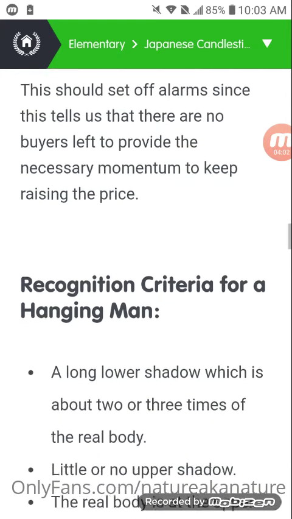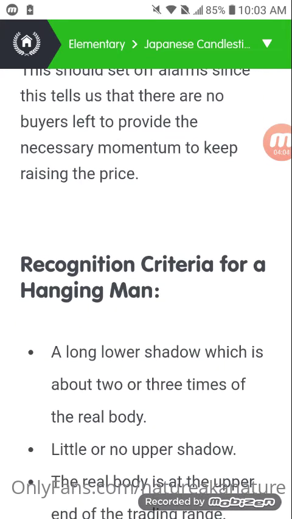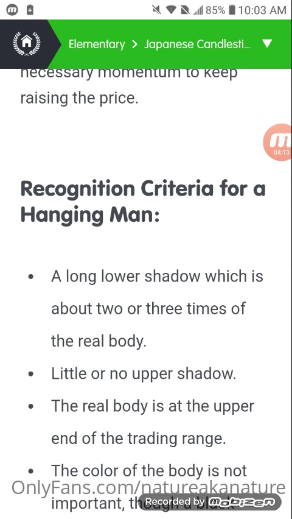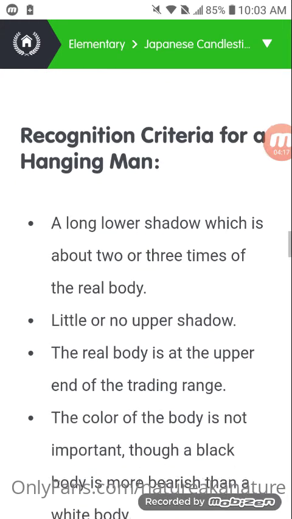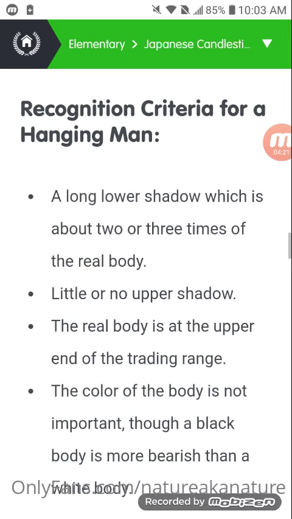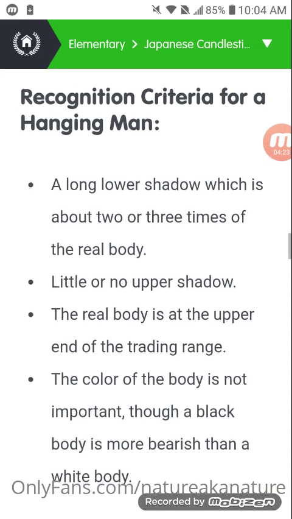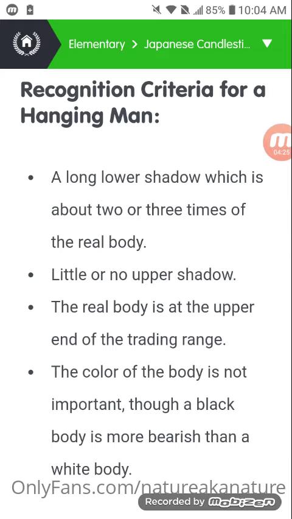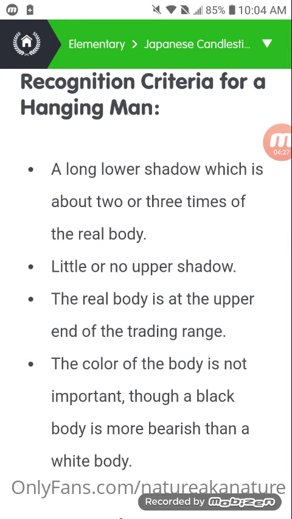So the hanging man is a clear single Japanese candle reversal pattern found at the top of an uptrend. It looks exactly identical to the hammer that's found in a downtrend. The criteria for recognizing a hanging man is a long lower shadow, just like the hammer, which is 2 or 3 times the size of the real body. Little or no upper shadow. The real body is at the end of the uptrend.